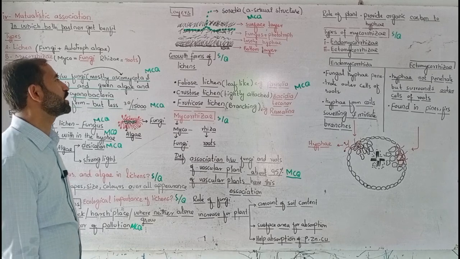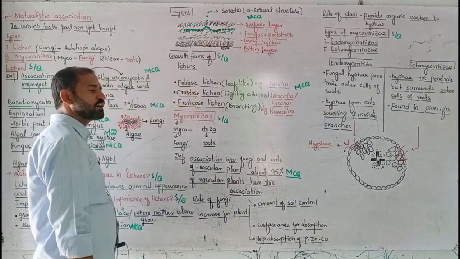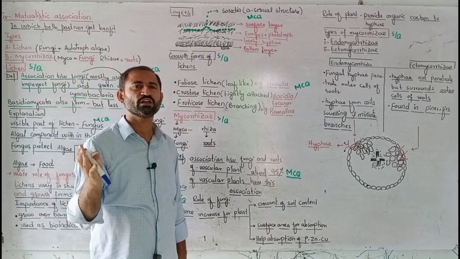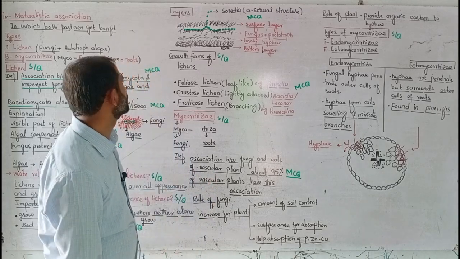Here is an MCQ: soredia are asexual structures. Soredia are not spores. They are the smallest unit of lichen. Where soredia are present, they will germinate to form a new lichen thallus.